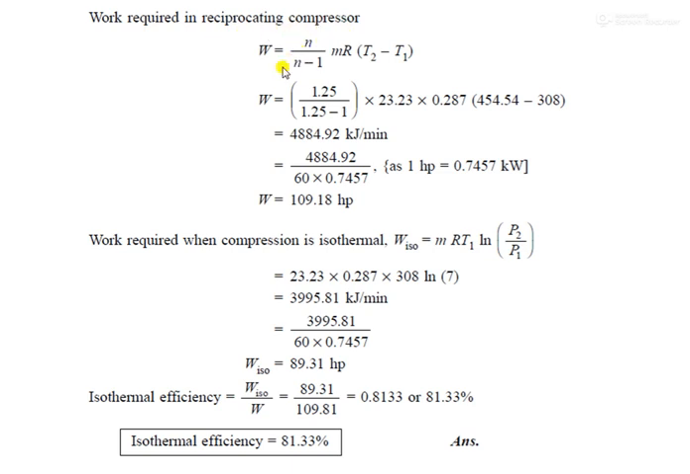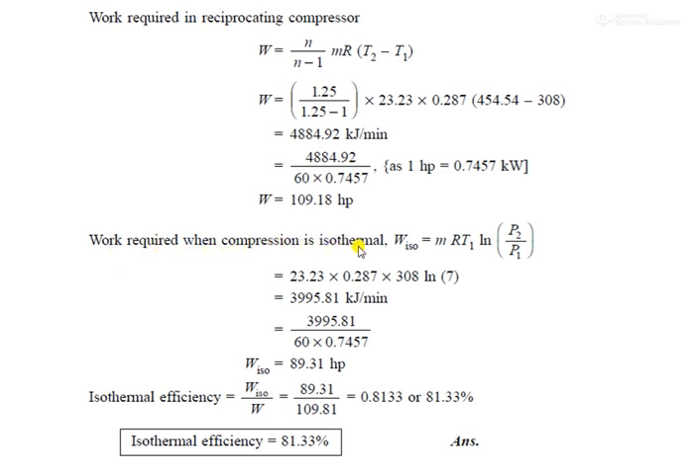Now the work required in a reciprocating compressor: it is a polytropic process, so this will be the expression n by n minus 1 m R (T2 minus T1). This expression has also been discussed in the previous lecture. Using these values we have determined the value of T2, and T1 was given, so we can find out the work required per minute. Dividing it by 60 and 0.7457, we can find out the work done in terms of horsepower.